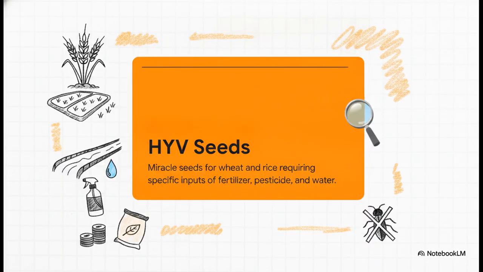So, what was the secret weapon here? It was the HYV, or high-yielding variety seed. We're talking literal miracle seeds for wheat and rice. But there was a major catch. You couldn't just toss these in the dirt and pray for rain. They were incredibly demanding. They needed highly specific, regular watering, plus exact doses of chemical fertilizers and pesticides. Without the money for those inputs, or if the water dried up, these miracle crops would fail spectacularly, making them super vulnerable to pest attacks.